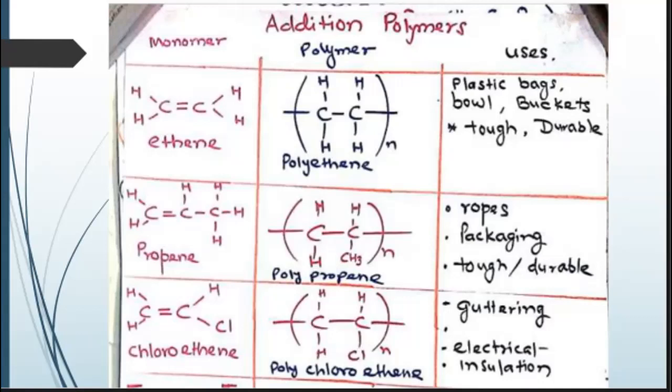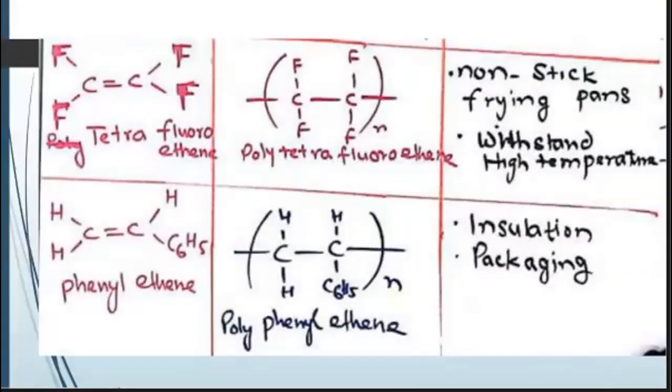Then we have chloroethene. Again, the double bond in chloroethene is broken, and I end up with CC with hydrogen, hydrogen, hydrogen, and chlorine. That unit is repeated over and over to give me polychloroethene. Next we have tetrafluoroethene. Again, the double bond is broken and we end up with fluorine, fluorine, fluorine, fluorine bonded to two carbons, and that monomer unit is repeated n number of times to give us polytetrafluoroethene. It is used in non-stick frying pans to help withstand high temperatures.